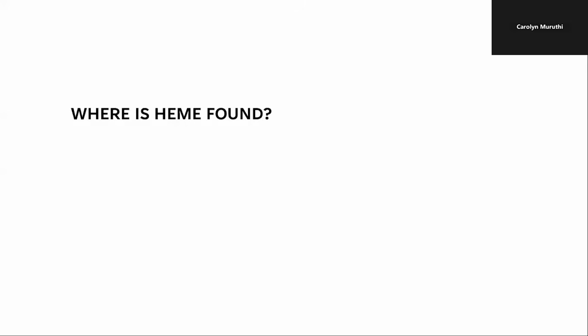Where do we actually find heme in the body? Heme is not just sitting around on its own. It is always part of a protein, and depending on the protein, it takes on very different roles. In hemoglobin and myoglobin, heme is the oxygen carrier and storage unit.